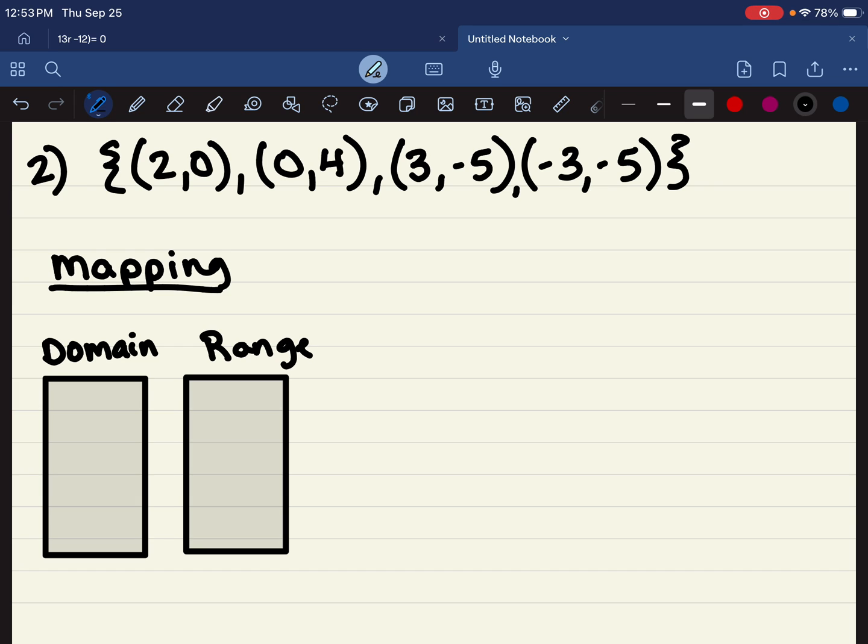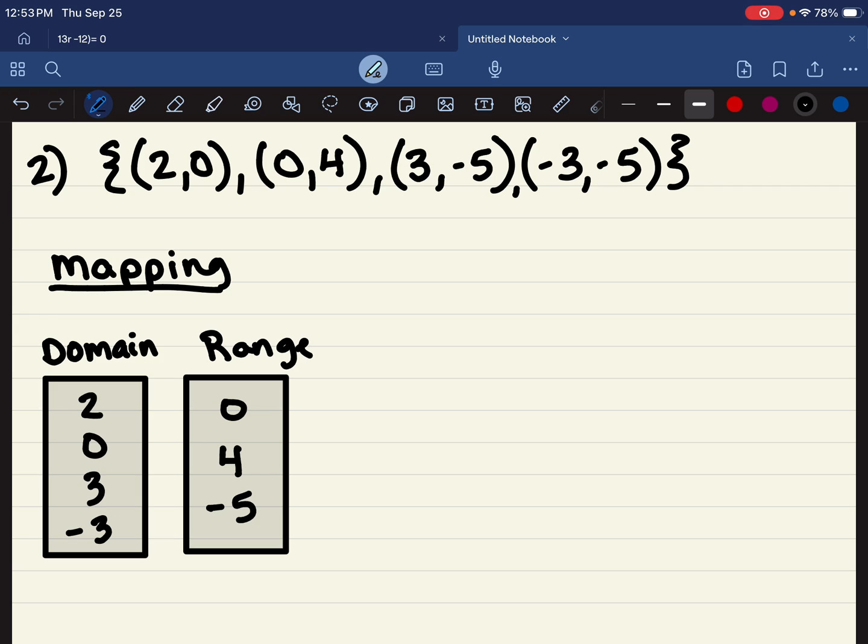All right, when I list my domain, my x values, do any of those numbers repeat? No, not on the x, right? So I can just list them how I see them. 2, 0, 3, and -3. What about on the range? Yes. Which one repeats? -5. So all I have to do is write 0, 4, and -5.